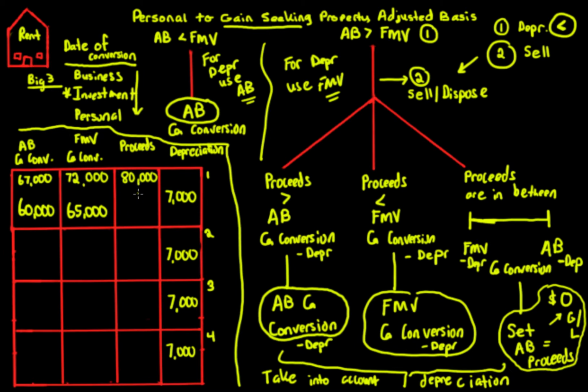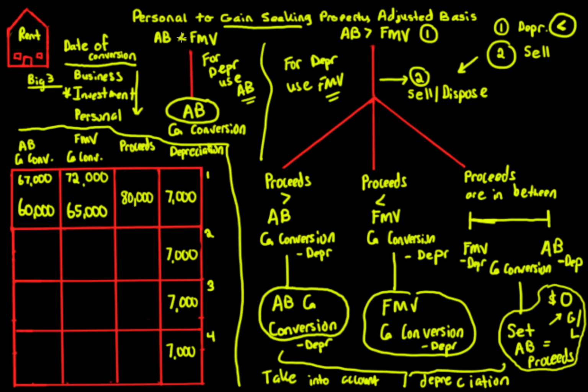Proceeds are always going to be that $80,000 number. So I'm going to go ahead and put that in the middle. That doesn't change regardless of the amount of depreciation. That's our amount realized. That's what we're getting from the buyer down the road. Okay? So let's put that right in the middle, because we don't have to worry about depreciation on that.